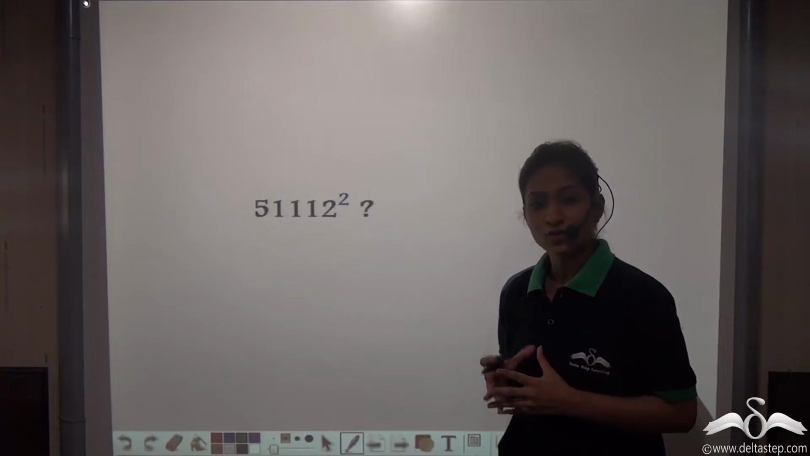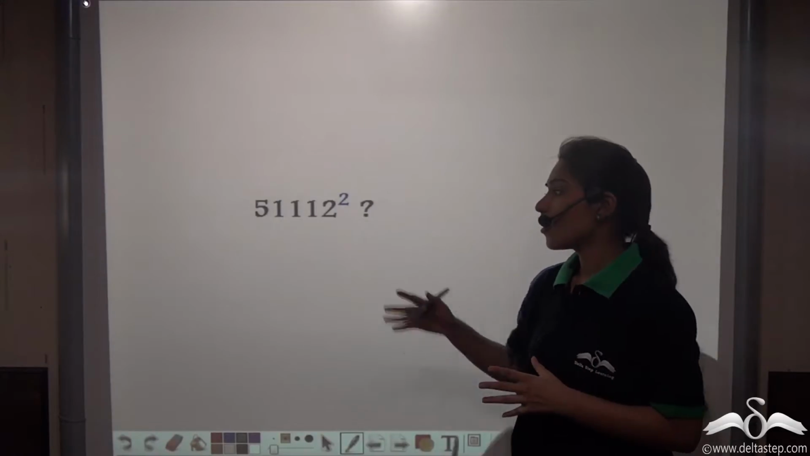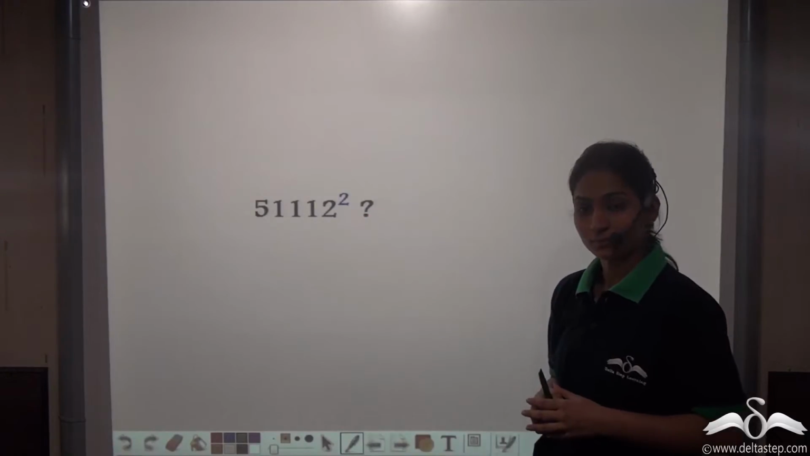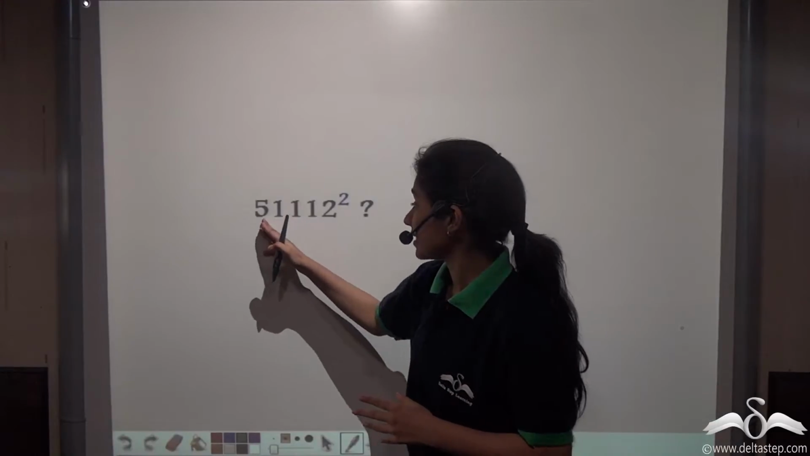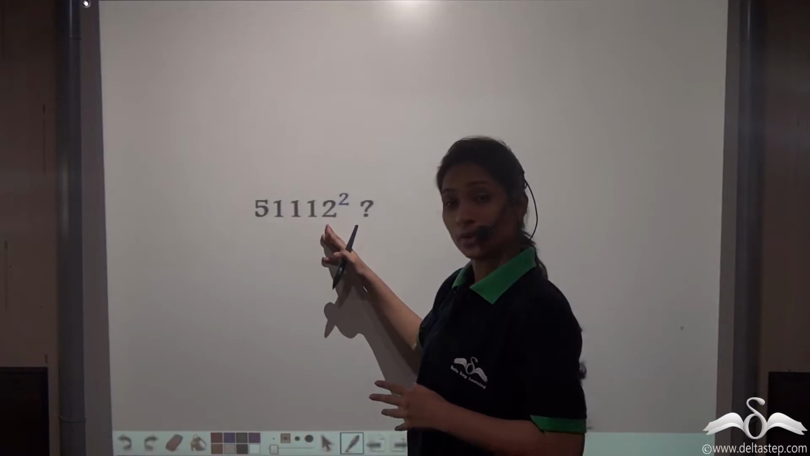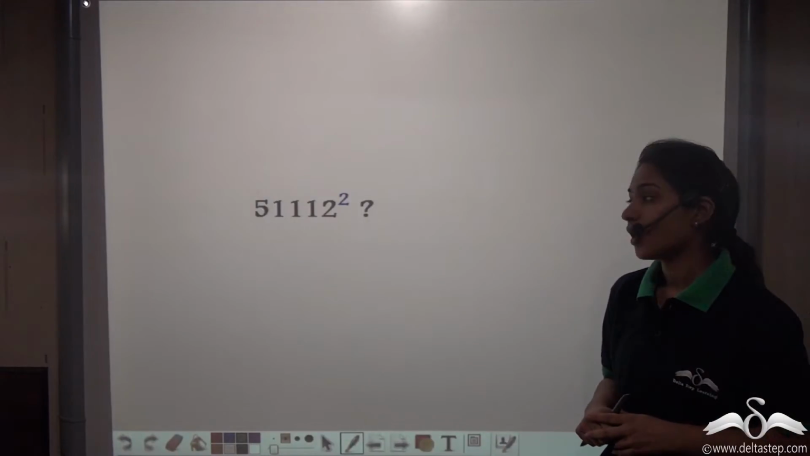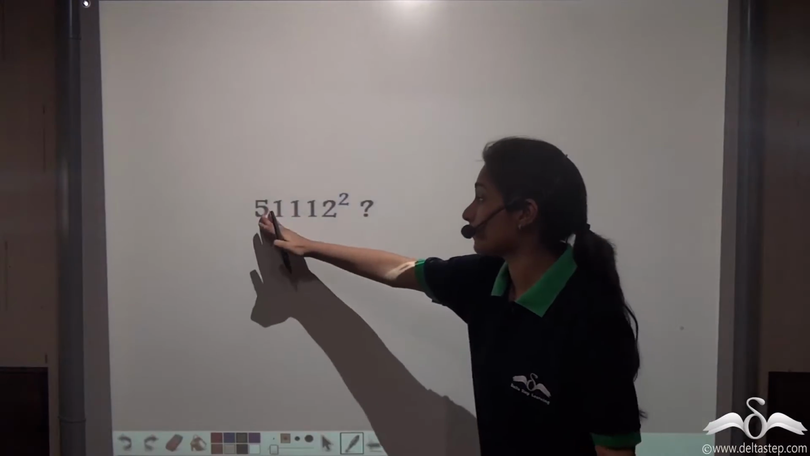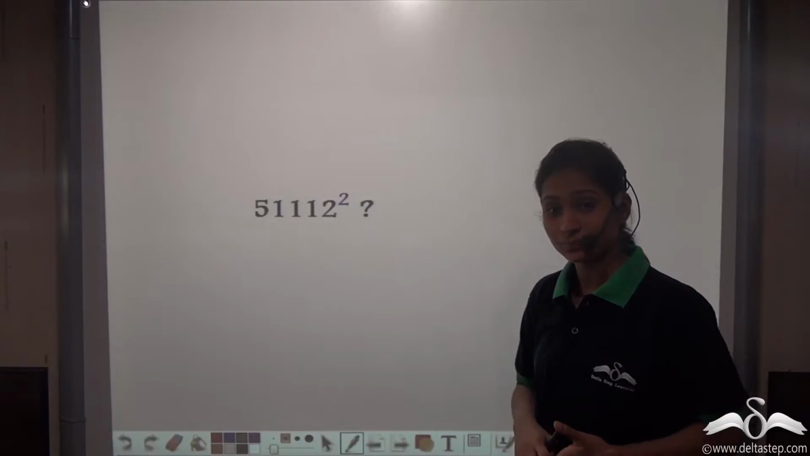You know how to find out squares of numbers, decimal numbers, fractions. Come on, find out the square of this number. Well, it is a large number. Well, we can say it is 51,112. Find out the square of this number. Now you will think this is so boring. You have to first multiply 51,112 with itself and then write the answer.